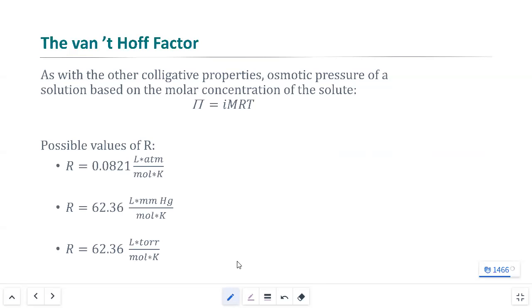As far as values of R are concerned, there are 2 really that we use. There is 0.0821 and there is 62.36. The difference between them is merely the unit of our pressure. So there are 3 common pressure units. There is atmospheres, which measures the pressure relative to the atmospheric pressure. There is millimeters of mercury, which is what you can measure on a barometer. And then there is torr, which is basically the same thing as millimeters of mercury. It just happens to be named after the guy who invented the barometer, Evangelista Torricelli.